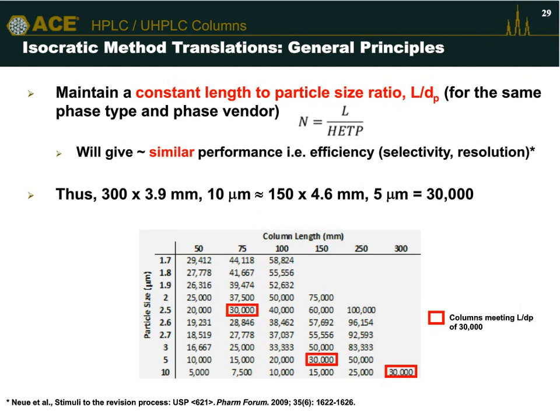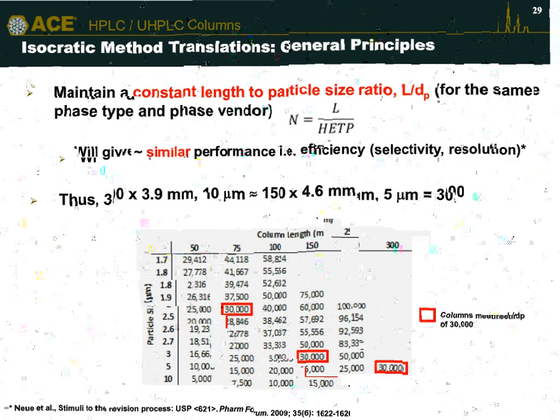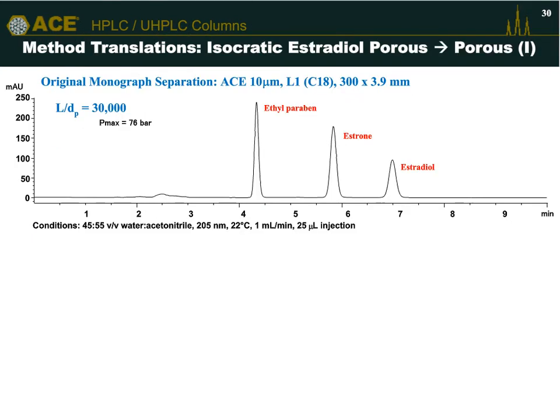2.5 column combination. So if we look at an example monograph, and here we have the monograph for estradiol, the estradiol within the USP.